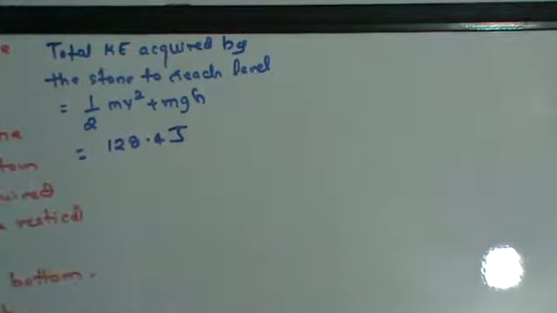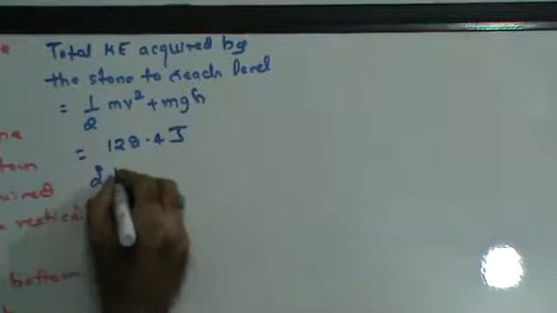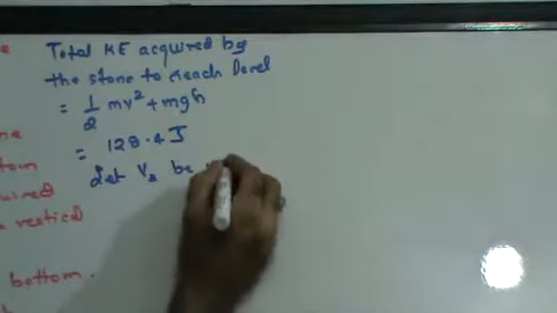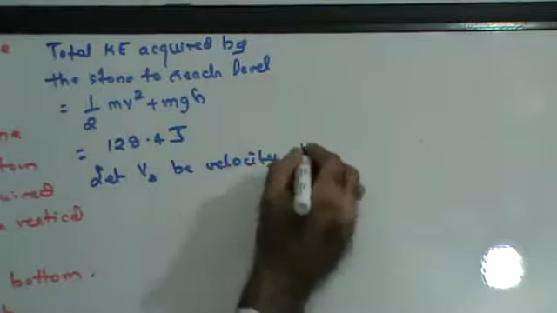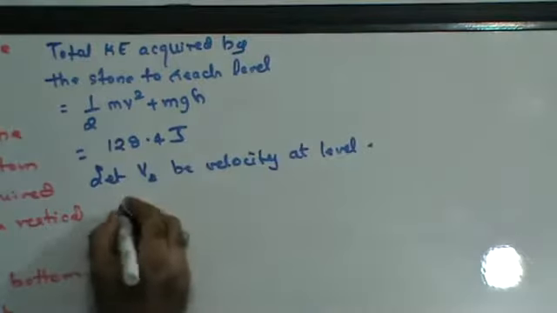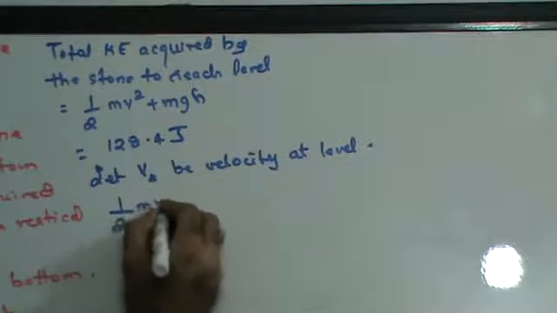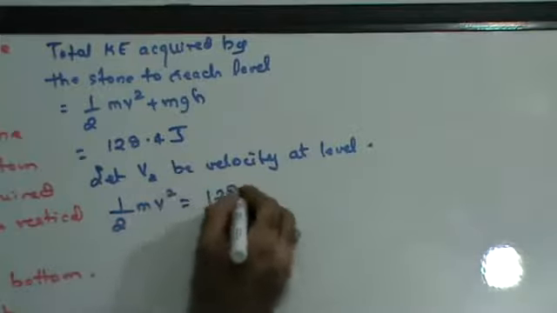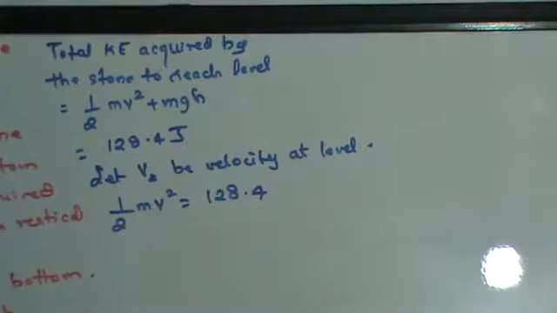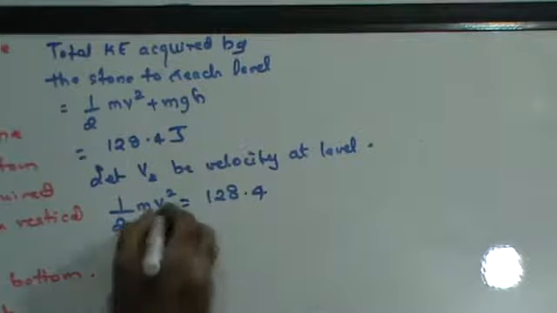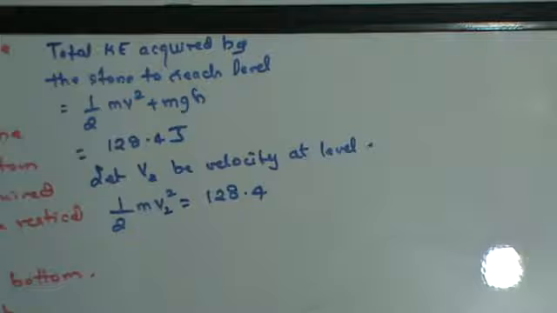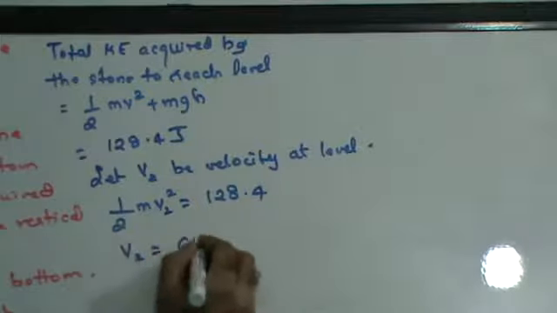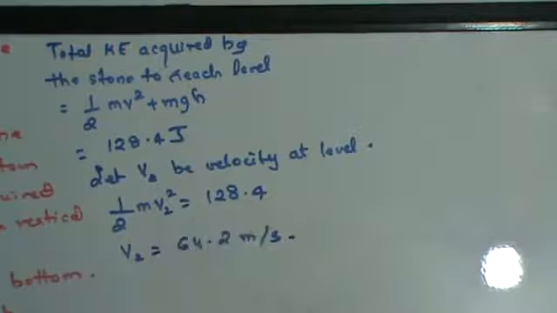Now let us assume that by the time the stone reaches level, that is either point P or point B, its velocity is v2. Let v2 be the velocity at level. If v2 is the velocity at level, then the kinetic energy at level should be equal to 128.4. We already know the mass of the stone, so when I solve this, the value of v2 is going to be 64.2 meters per second. That is the velocity of the stone at point P.